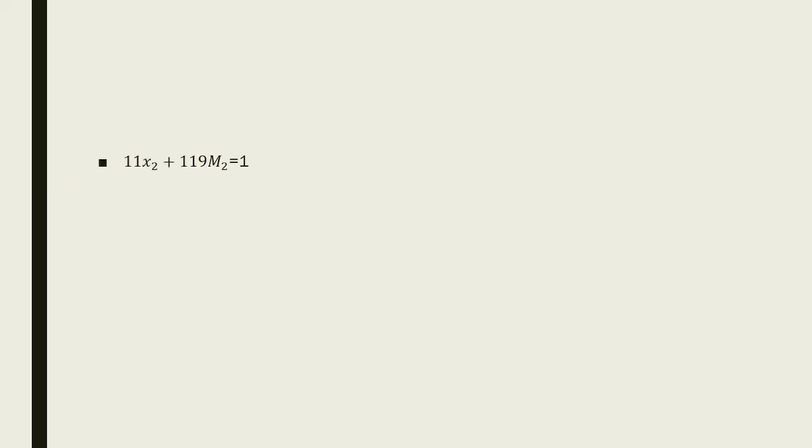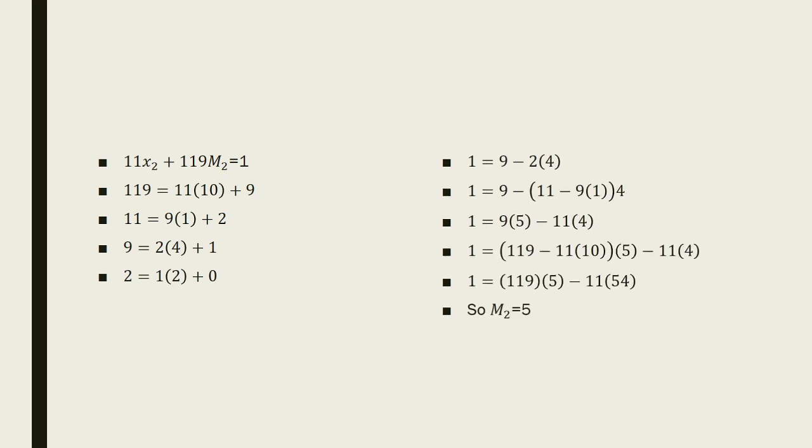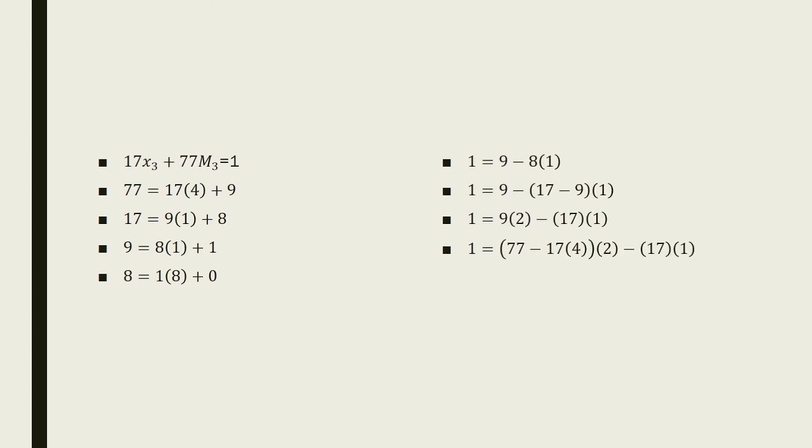Okay, similarly, we're going to do the same thing with 11x2 plus 119m2 equals 1. Use Euclid's algorithm. Go through all the steps. And get that M2 is 5. Okay, last equation. We have 17x3 plus 77m3 is 1. Go through Euclid's algorithm first, and then go backwards to get M3 is 2.